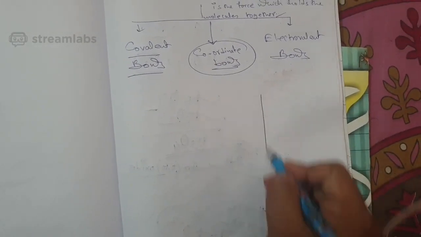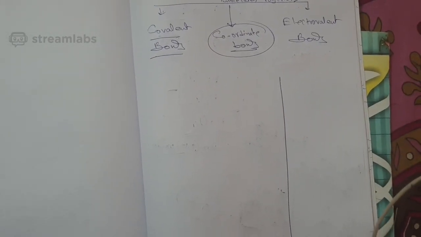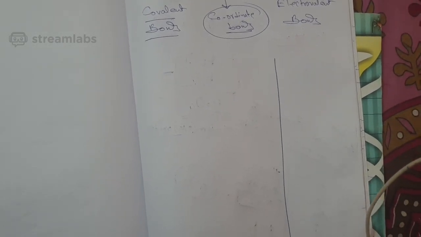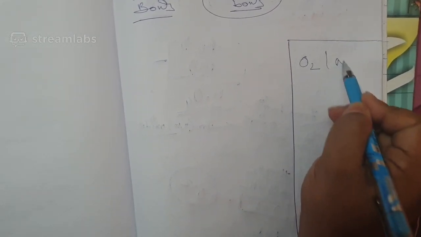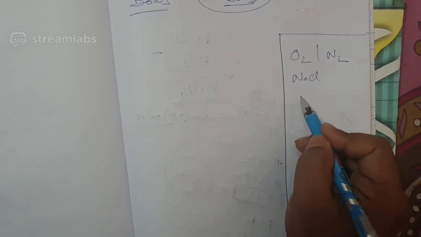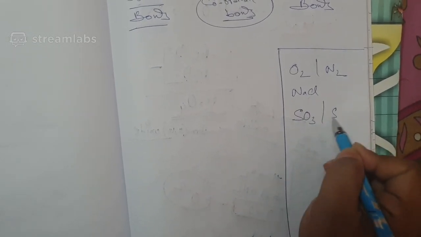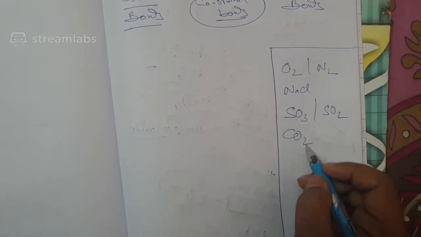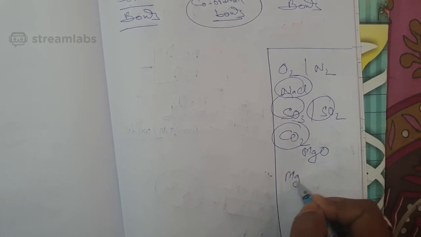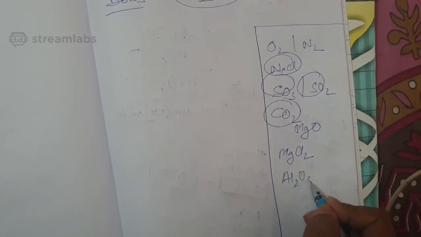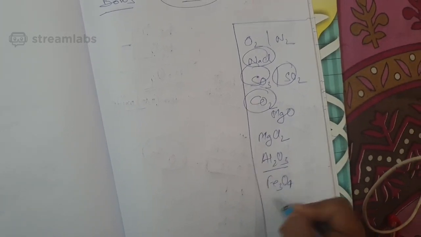There can be a huge lot of molecules in front of you. Today while doing the homework, seeing the previous video, you must have gone through a huge number of molecules. But you see in those molecules, for example, O2 is a molecule, N2 is a molecule, NaCl is a molecule, SO3 is a molecule, SO2 is a molecule, CO2 is a molecule. Either it is a molecule of a compound, MgO is a molecule, MgCl2 is a molecule, Al2O3 is a molecule, Fe3O4 ferroferric oxide is a molecule.